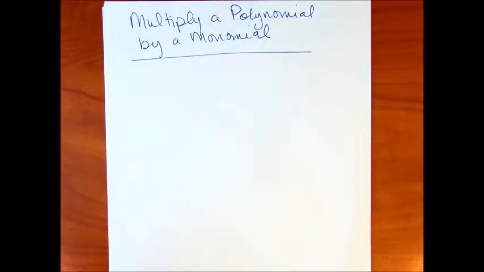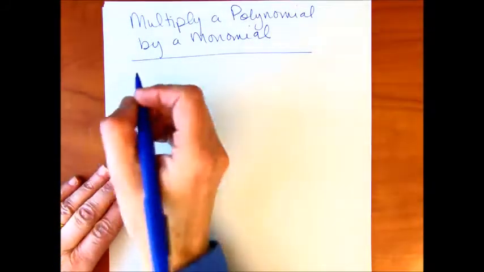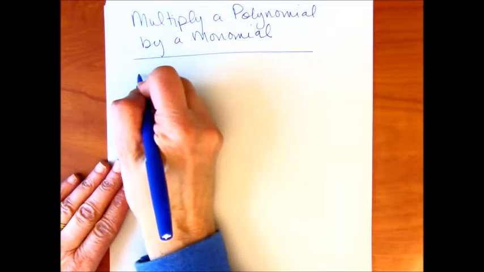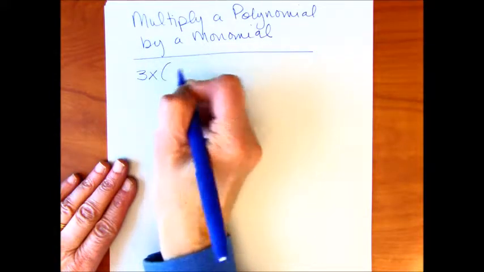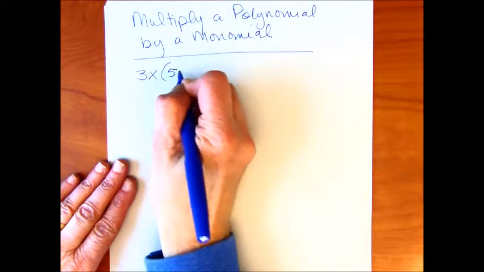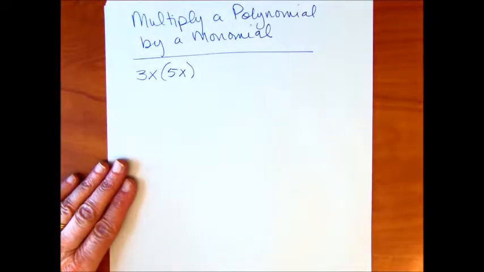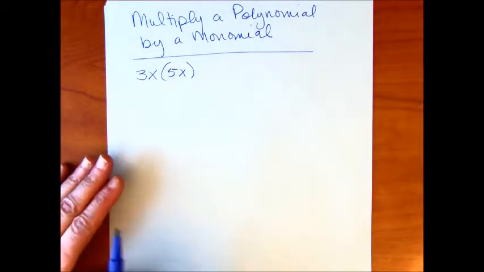Okay, let's do some multiplication with polynomials, and we'll be multiplying in all of these examples by a monomial. That means one term. So let's first start off with some easy ones. Here we have 3x, and we're going to multiply that by 5x. Okay, so 3x times 5x.